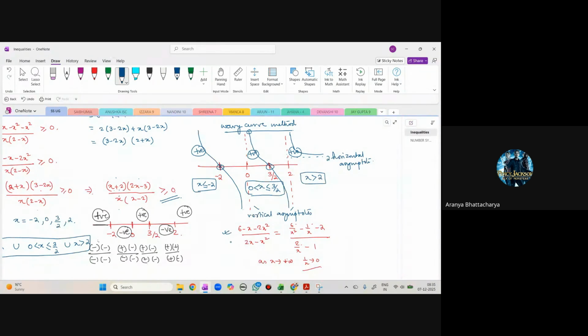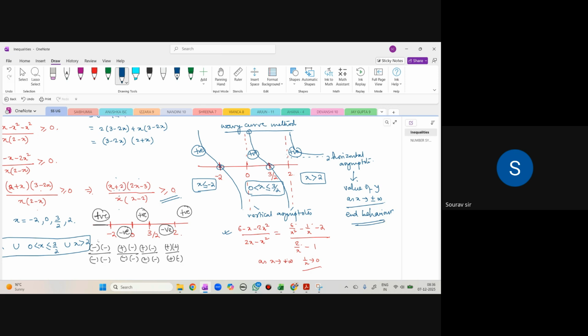Yes, sir. Okay. So to find the horizontal asymptote means the value of y as x tends to plus or minus infinity. The value of x never reaches there. So this is also called the end behavior.